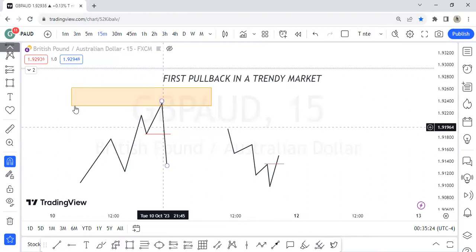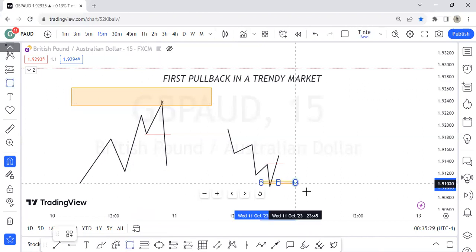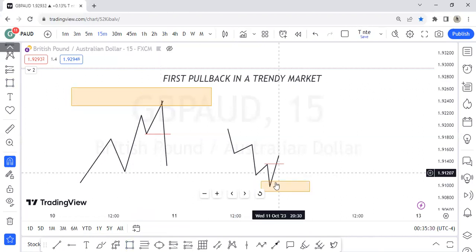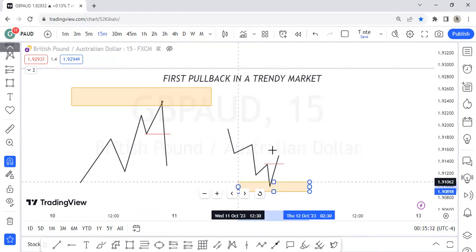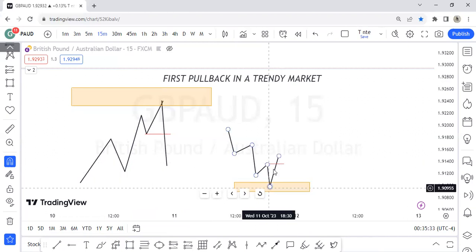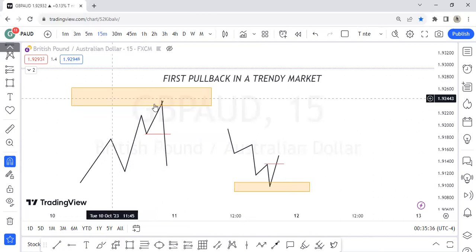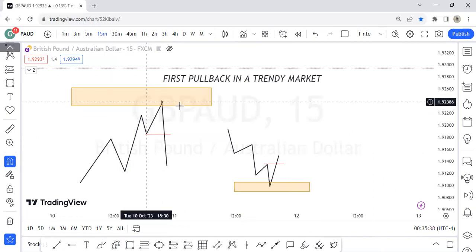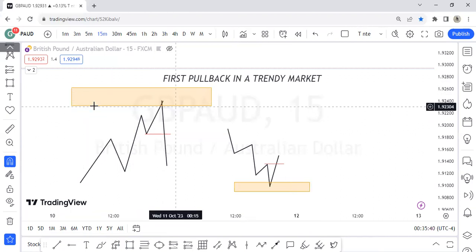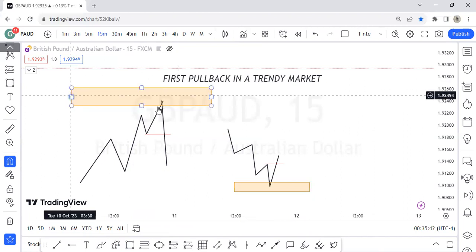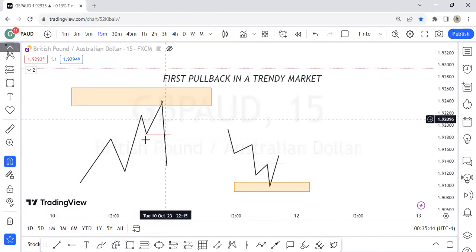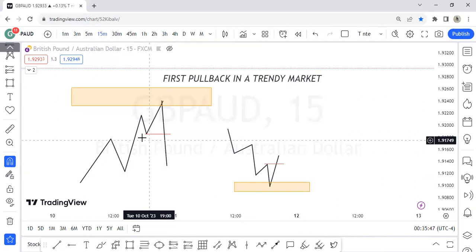If there is nothing above or below, like in this case, there's nothing below here, no other block or anything here, and no POI down here, then this is an inducement. So you must always notice this. If there's no other block, no key level, no imbalance, nothing of interest on the higher time frame at this point, then this is an inducement. But if there is, then this time it's a break of structure.